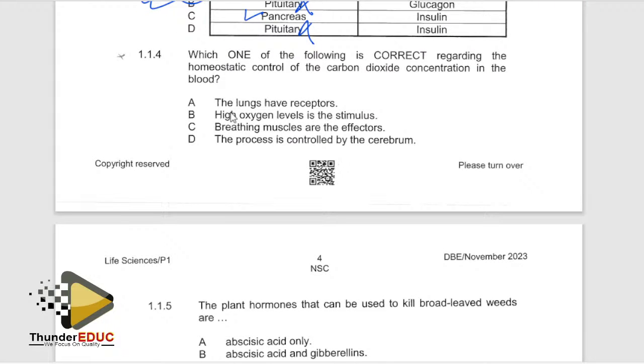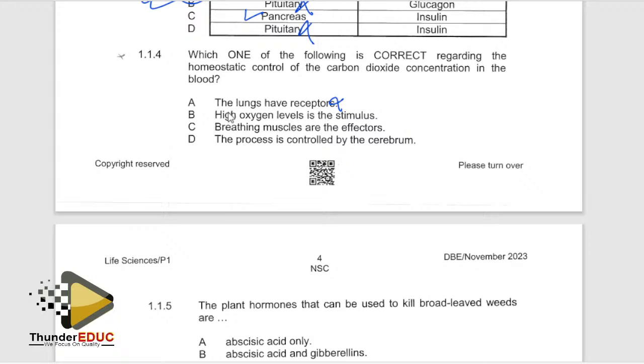Then we go to 1.1.4. Which one of the following is correct regarding the homeostatic control of carbon dioxide in the blood? We talked about this yesterday, and then we say that the lungs have receptors, but they do not detect anything regarding the amount of carbon dioxide in the body. So this one comes out.